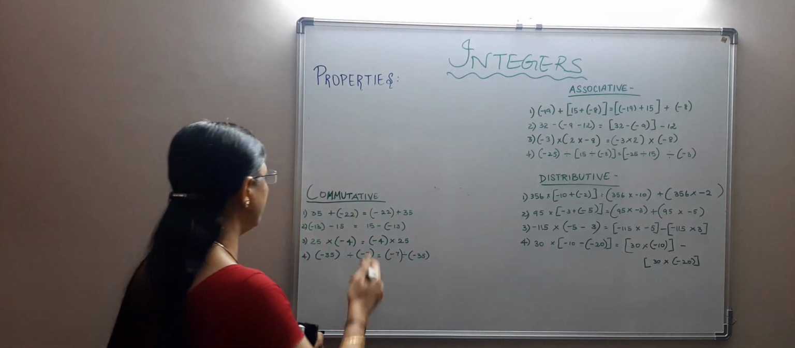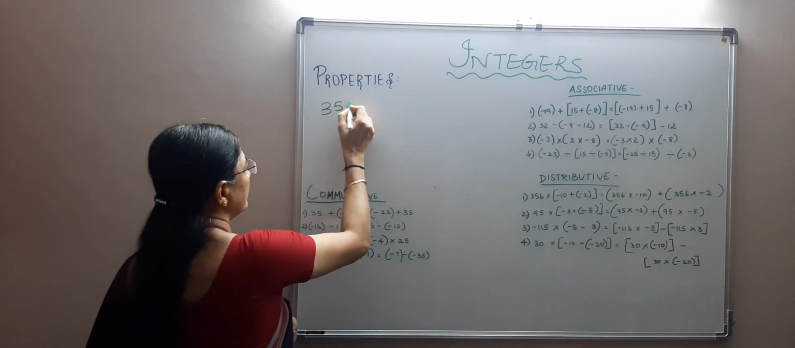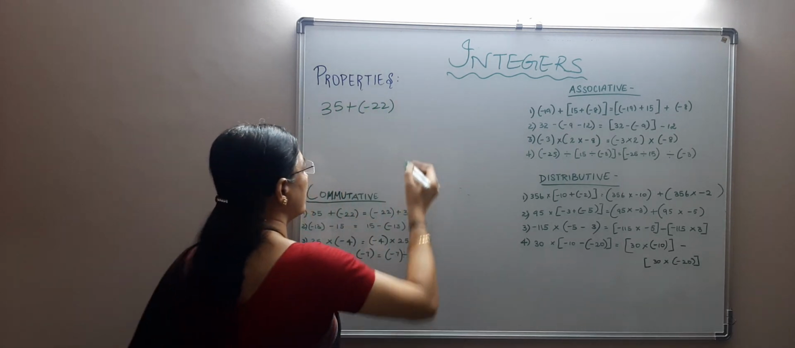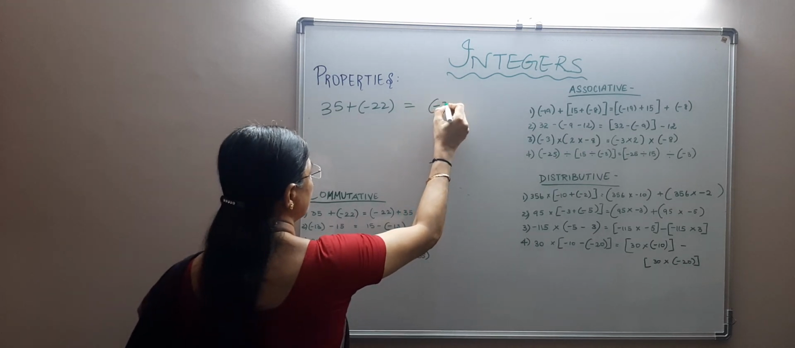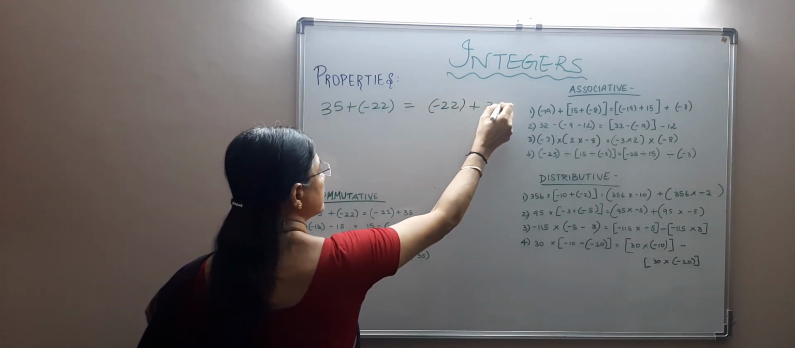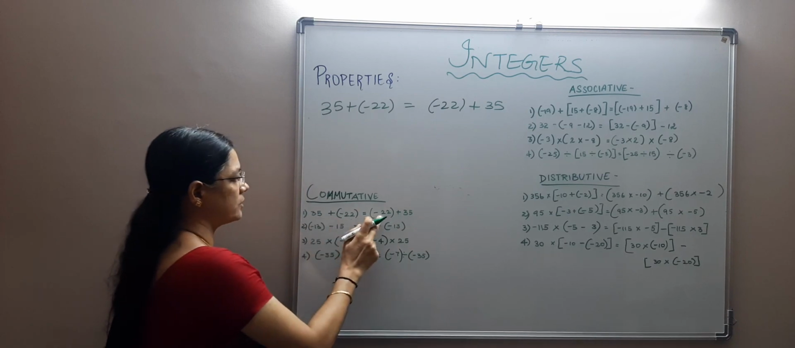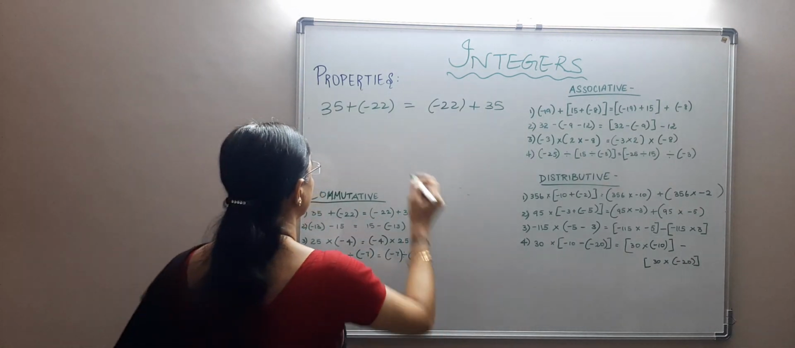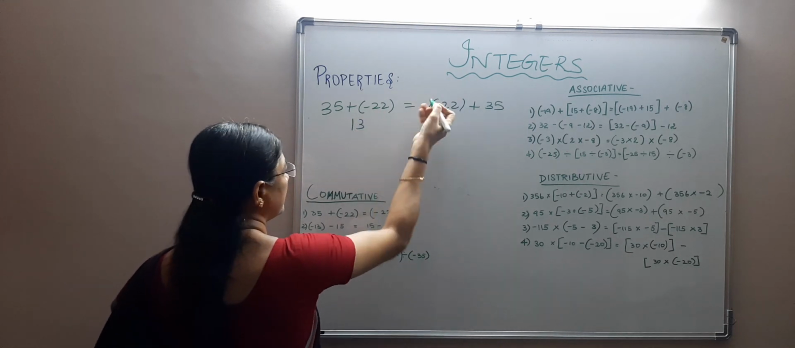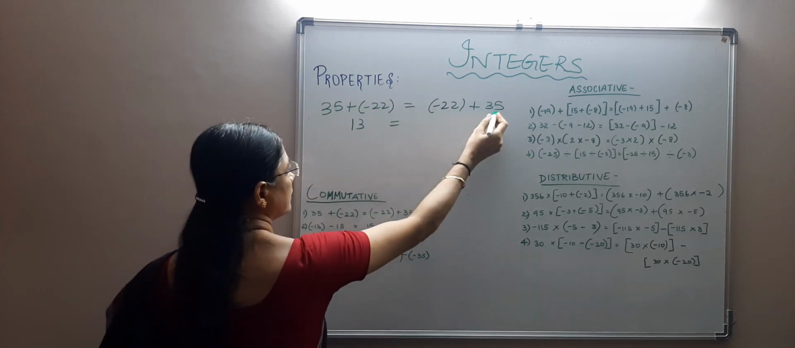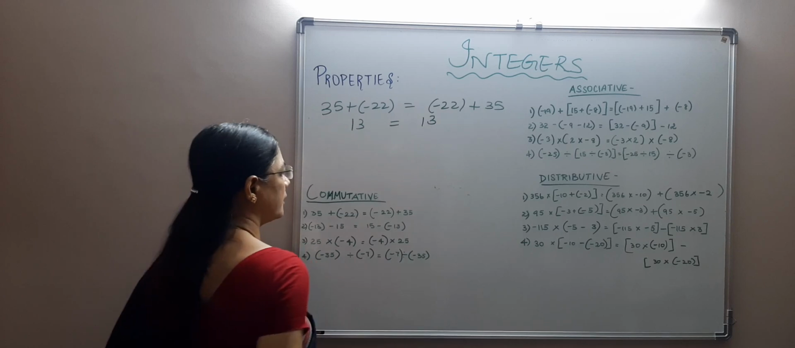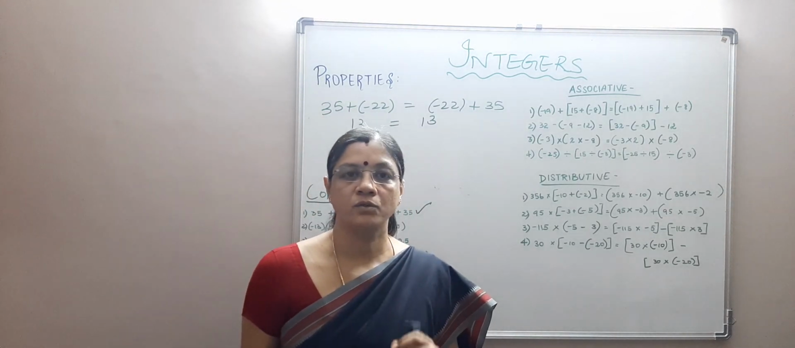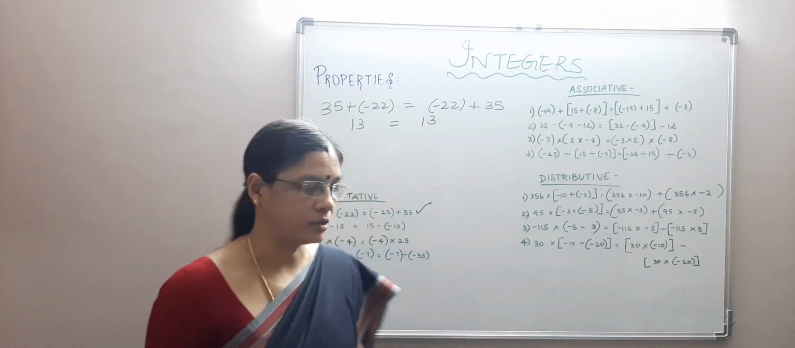The same, 35 plus minus 22. We'll see whether it is equal to minus 22 plus 35. So that is what is written: 35 plus minus 22 is equal to minus 22 plus 35. We need to check. So this is what we did previously. The answer is 13, and minus 22 plus 35 is also 13. So this is equal. Therefore, we say integers obey commutative property for addition.